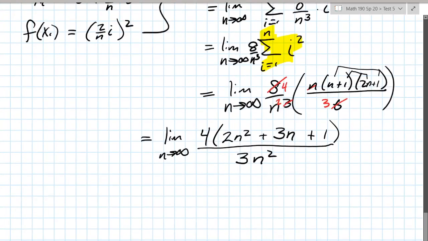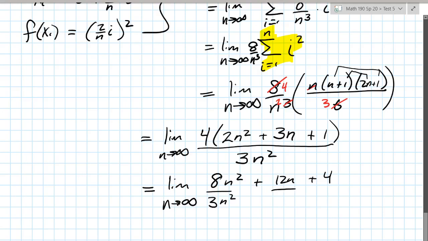So from here, we can distribute the 4, giving us 8n squared plus 12n plus 4. And each of these are over the common denominator, 3n squared. And we can simplify the n squareds here, n's here, nothing left over, nothing over there.